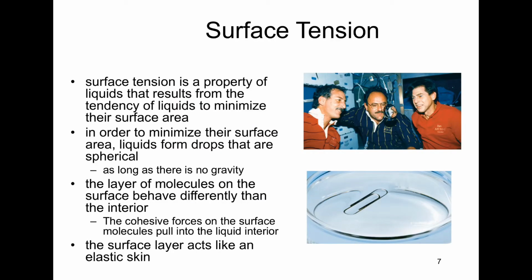The first one I want to talk about is surface tension, and surface tension is a property that comes from a liquid's tendency to minimize its surface area. And that might seem like a weird way to describe it, but what we have in this first picture here, these are astronauts here, and what they have between them is they are looking at a bubble of water. So that is how water behaves when gravity is not pulling on it.